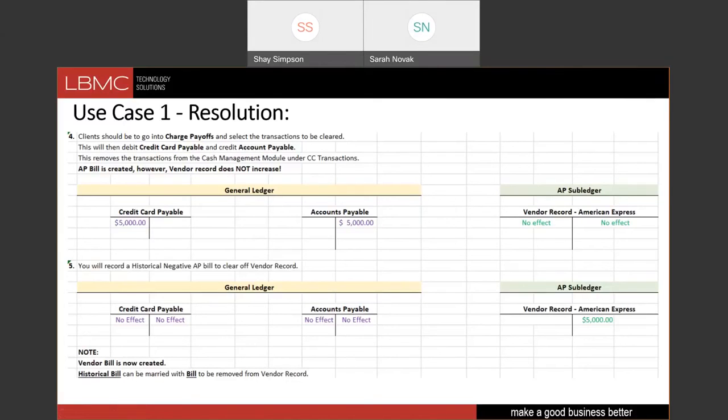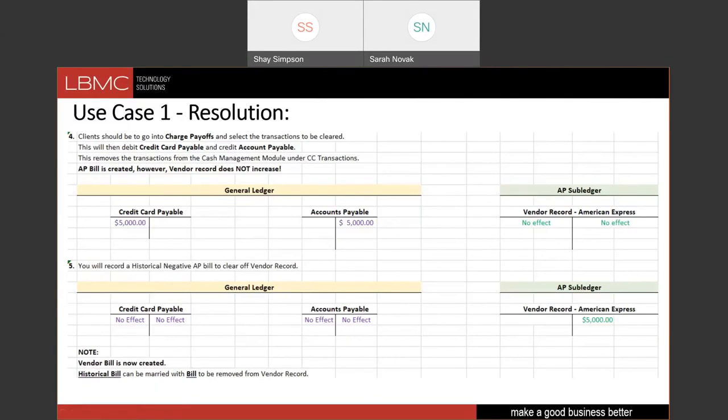But you're like, Shay, we don't owe American Express. Why am I creating another AP bill if I don't owe American Express? Also, Shay, my ledger was in balance. Why am I screwing with my general ledger at this point in time? Okay. Well, we had to import a negative AP bill, and we had to load it as historical.